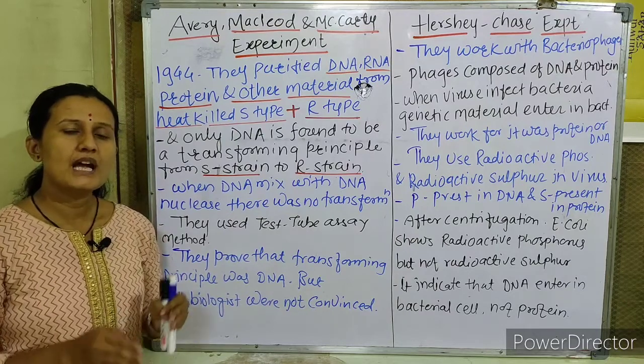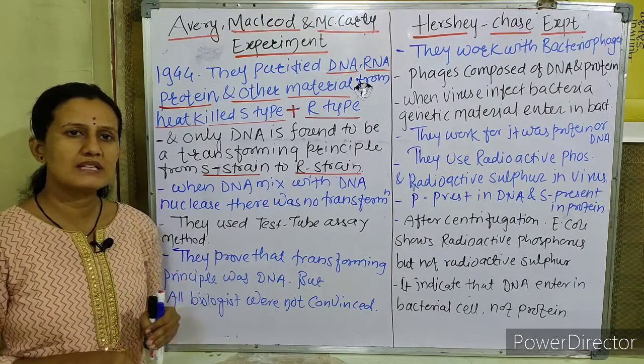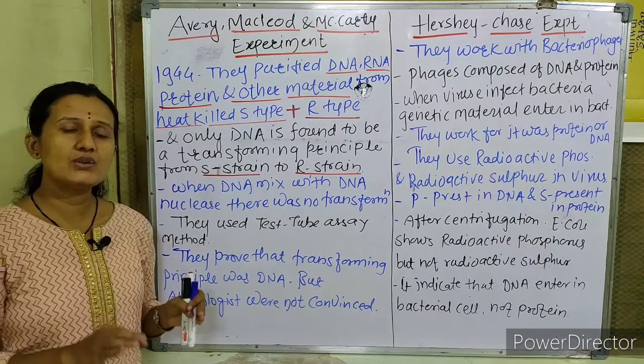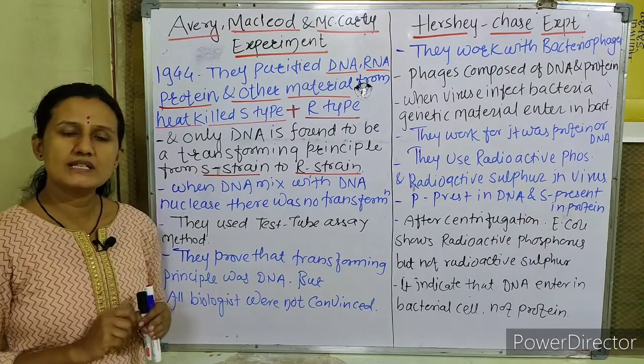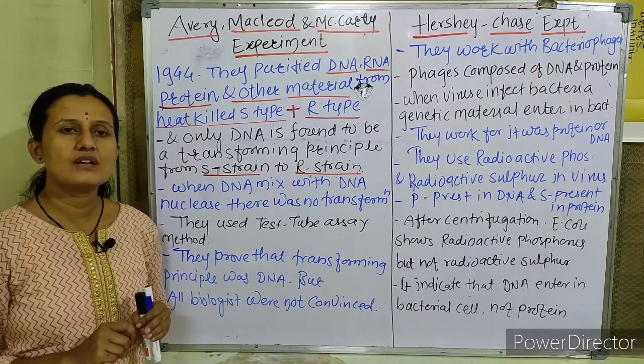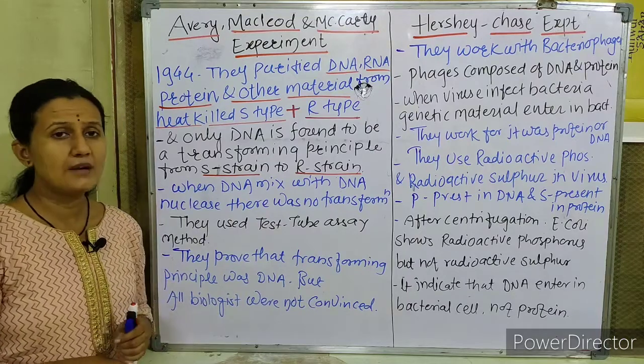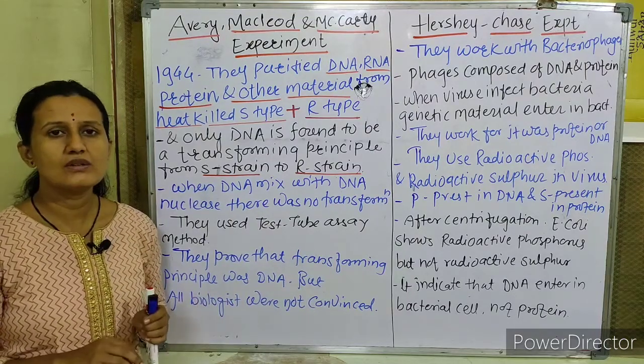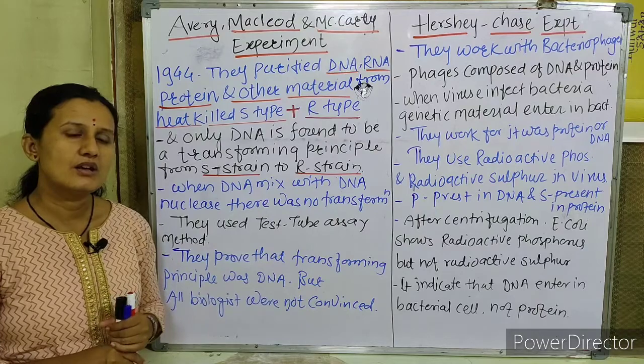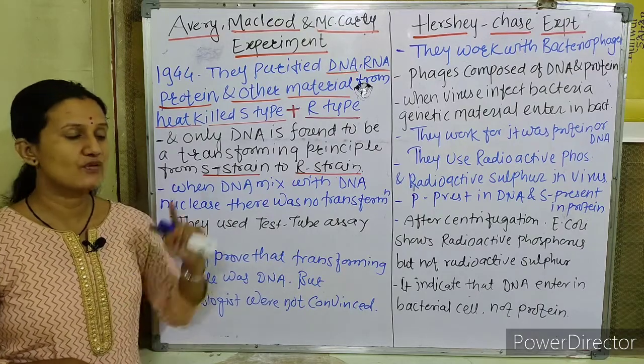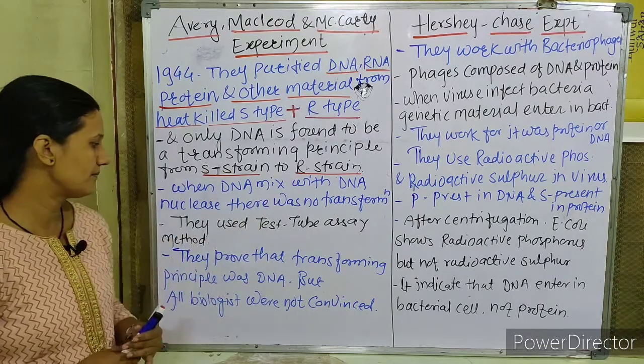बघा, त्यांनी RNA प्रोटीन तोडणारे एन्झाईम वापरून बघितले, त्याचा काही फरक पडला नाही. But when they used the DNA breakdown enzymes, the enzymes which are breaking the DNA, that time transformation could not take place. That means only DNA was transferred from heat killed S type to R type.